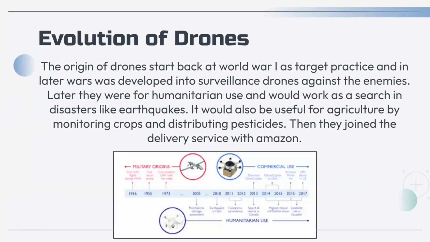Evolution of drones. The origin of drones start back at World War I as target practice and in later wars was developed into surveillance drones against the enemies. Later, they were for humanitarian use and would work as a search for disaster like earthquakes. It would also be useful for agriculture by monitoring crops and distributing pesticides. Then they joined the delivery service with Amazon.